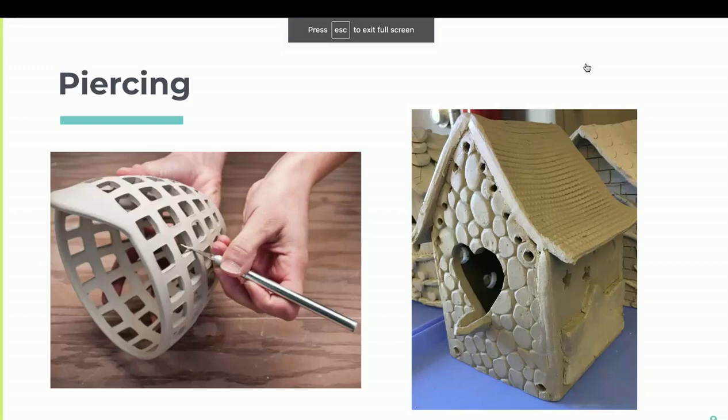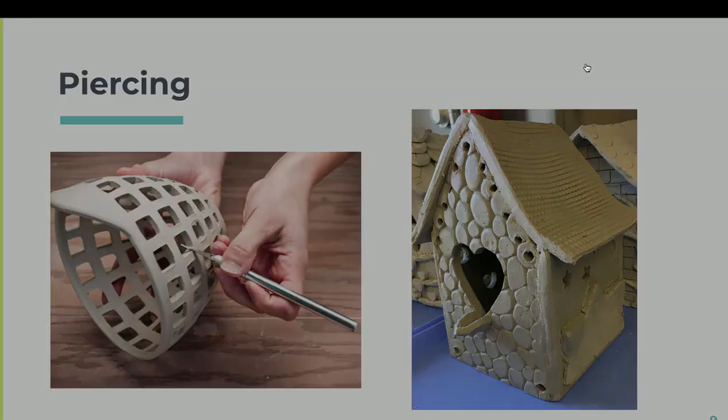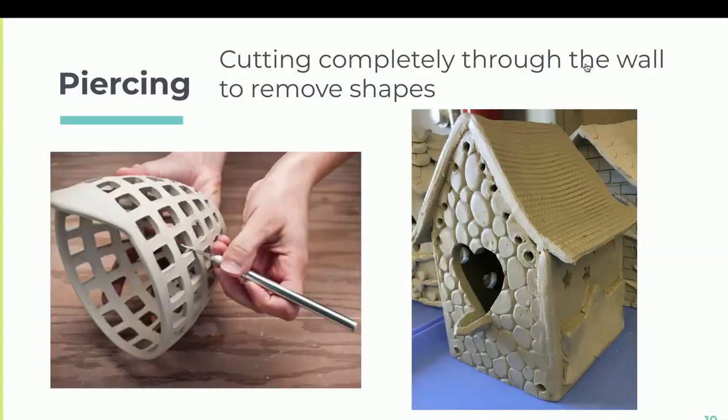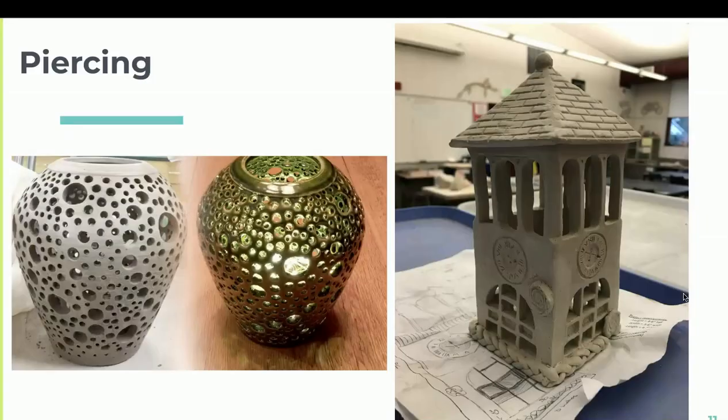Piercing. Now we think of piercings as pierced ears, pierced nose, pierced belly button, but in clay, piercing is literally cutting through the wall of the clay to remove shapes. You can do this using your fettling knife and cookie cutters as well. So the piercing here would be the window or the door, which is the shape of a heart, as well as these holes and these stars.